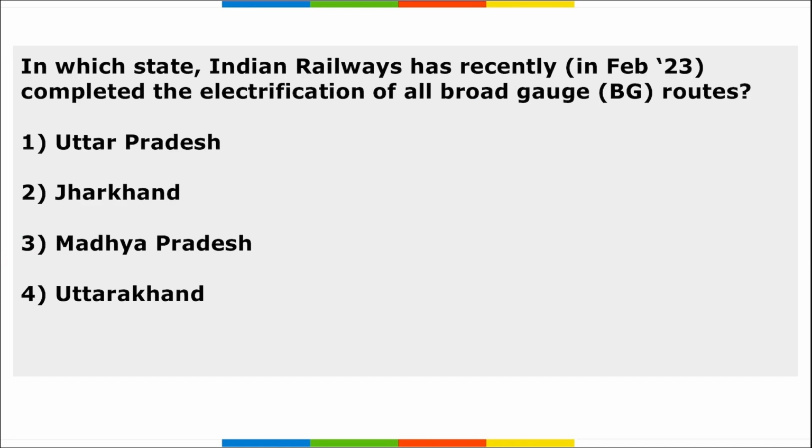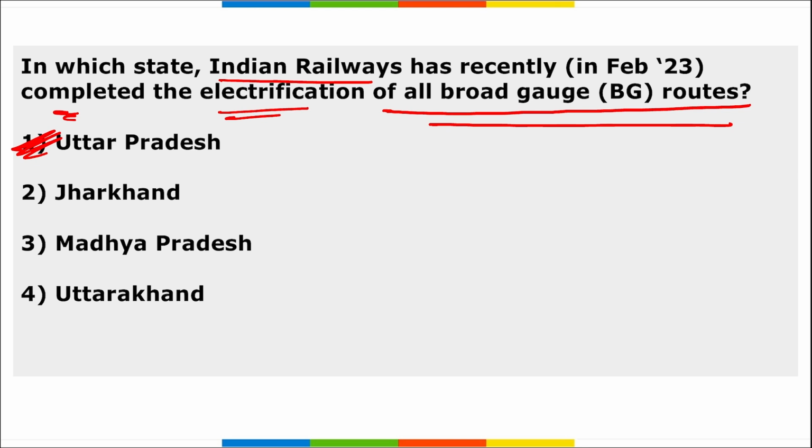Next is in which state Indian Railways has recently completed the electrification of all broad gauge routes? So in Uttar Pradesh, remember, Indian Railways has completed the electrification of all broad gauge routes.